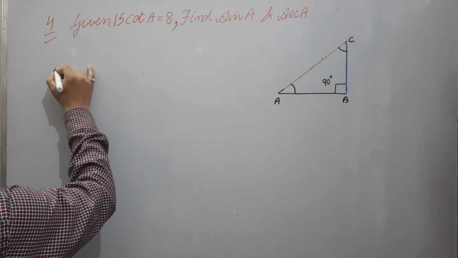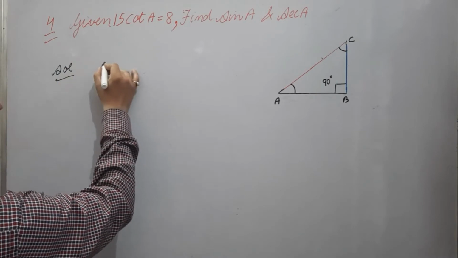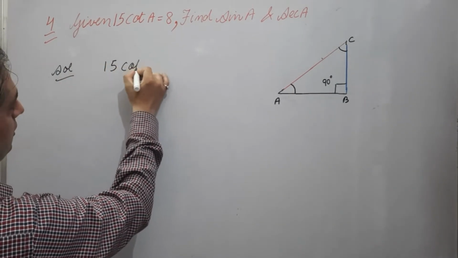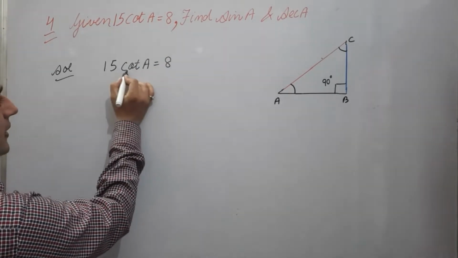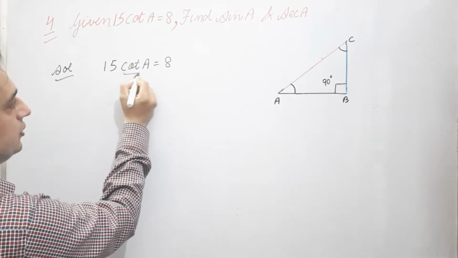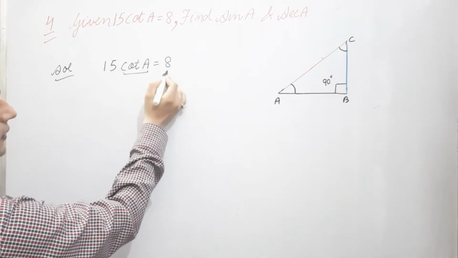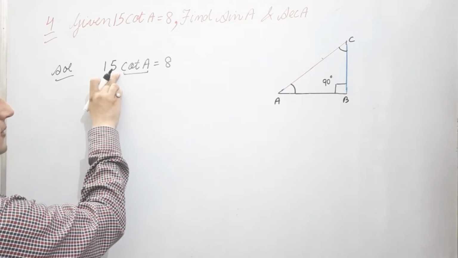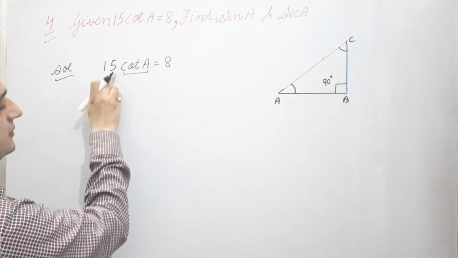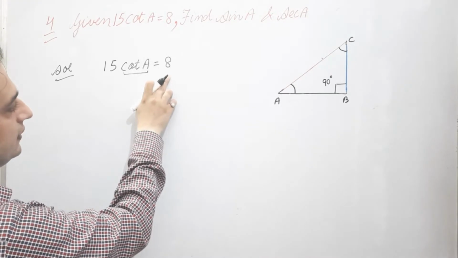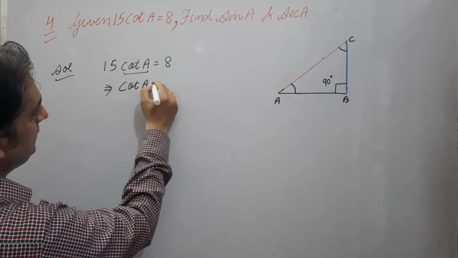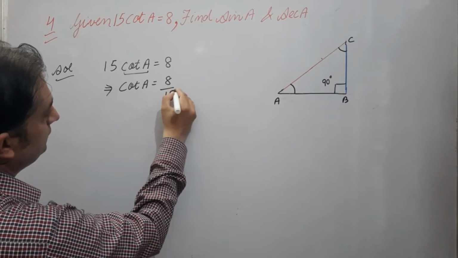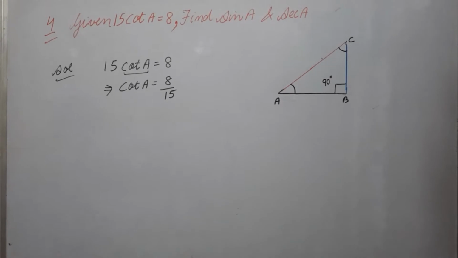Now given is 15 cotangent A is equal to 8. Here 15 is multiplied with cotangent of angle A, the T ratio. There is no plus sign, no minus sign, it means the sign is multiplied. So transpose this 15 to the right hand side, and it becomes cotangent A equals 8 upon 15. This is the ratio of the lengths of the sides.